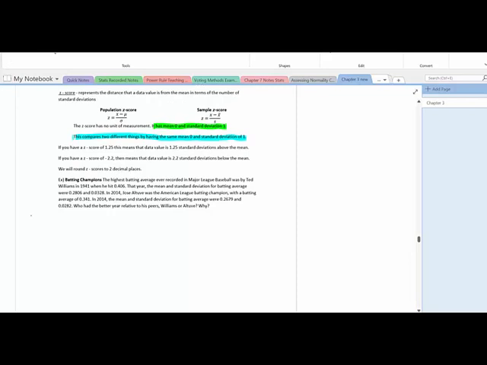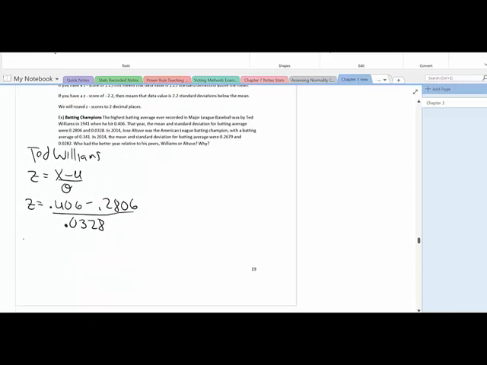So let's start with Ted Williams. So again, the formula is going to be what? The data value minus the mean divided by the standard deviation. Okay, so plug in. His batting average was .406. The mean was this. And the standard deviation is this. So when you subtract and divide, rounding to 2 decimal places, we get approximately 3.82.